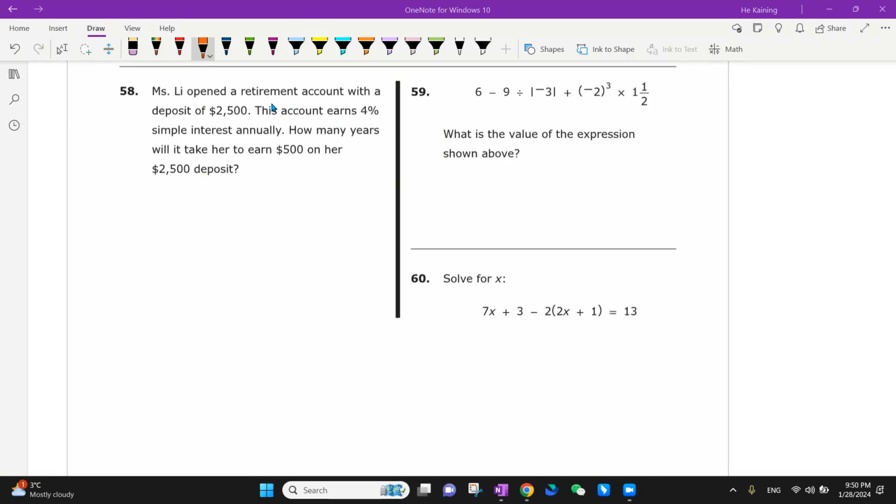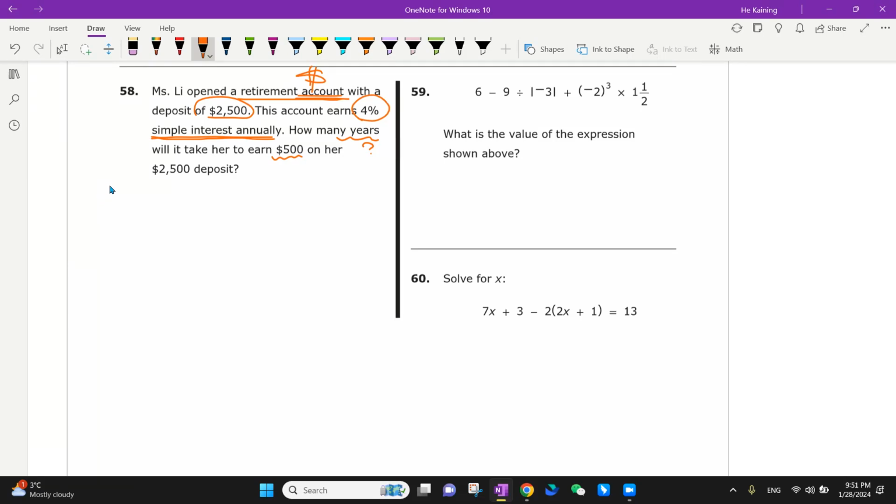Let's take a look. Now it says Ms. Lee opened a retirement account. Okay, so let's start at this moment. We're talking about money. So with a deposit of $2,500, the account earns 4% simple interest annually. Okay, this is a keyword. How many years would it take her to earn $500 on her deposit?